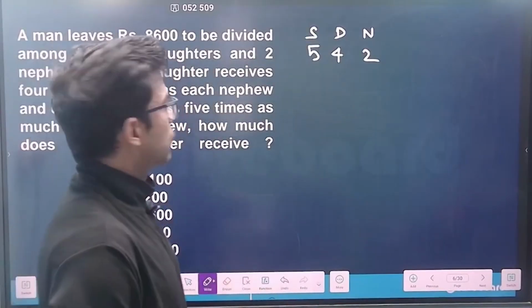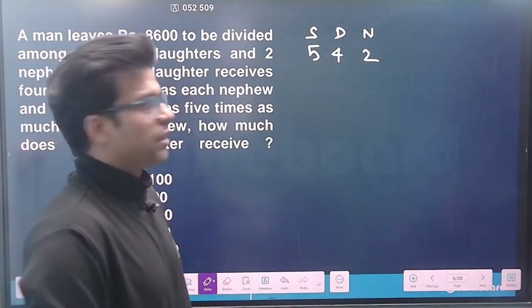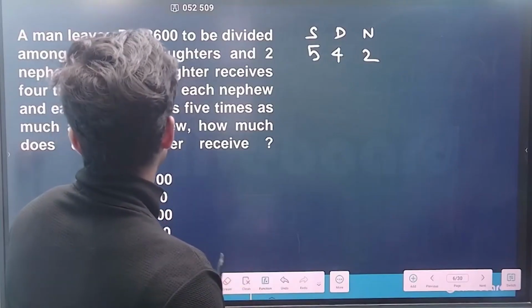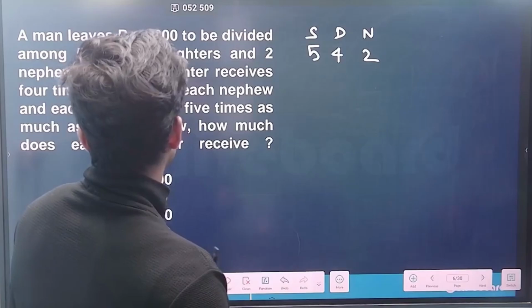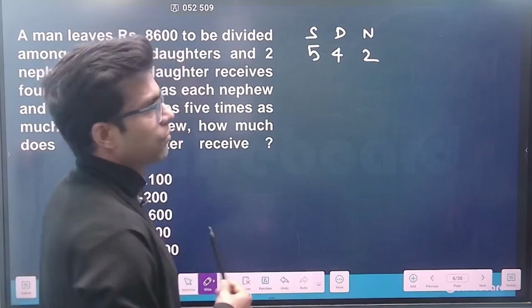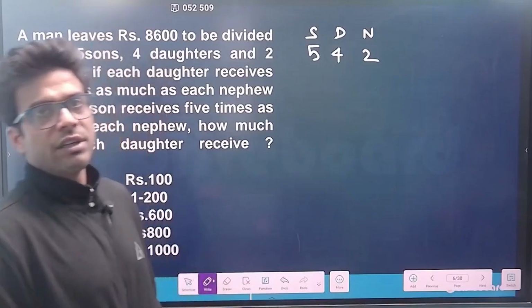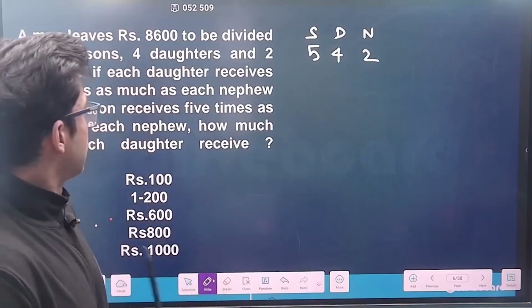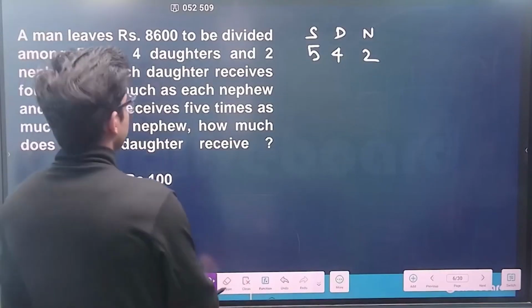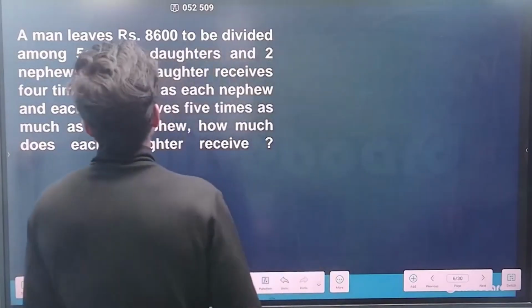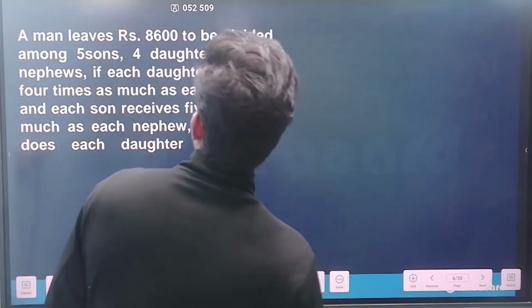If each daughter receives 4 times as much as each nephew and each son receives 5 times as much as each nephew, so basically everyone is receiving 4 times and 5 times. We need to check that part. So guys, how can we solve this question? Come on, how can we solve this? A man leaves rupees to be divided among 5 sons and 4 daughters.